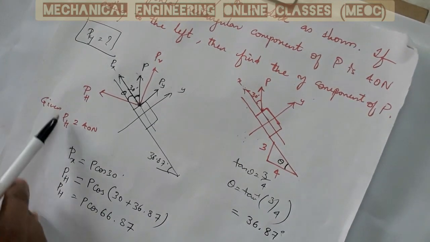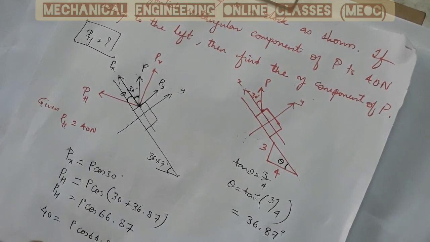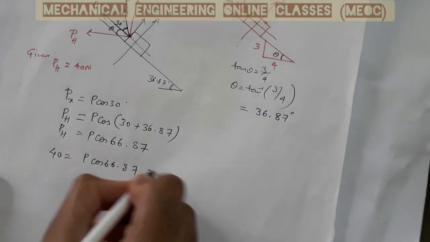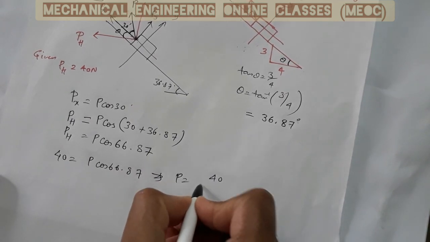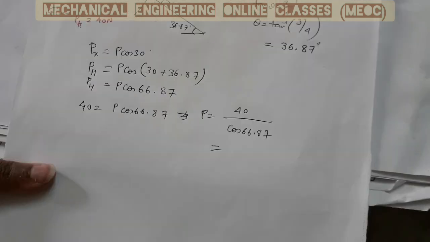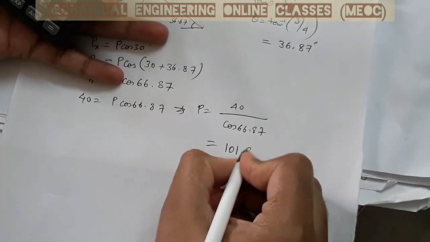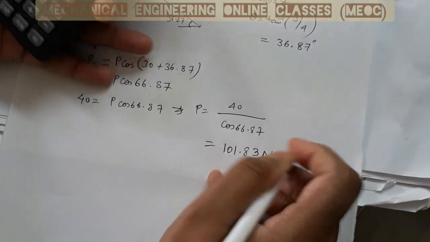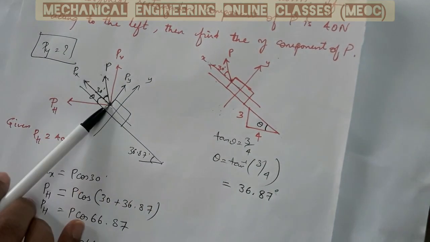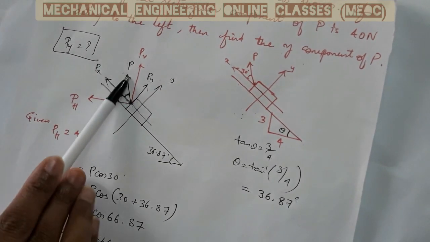Now PH is already known, it is given that PH is 40, so 40 is equal to P cos 66.87. In the entire equation, the only unknown is P. So I can write P as 40 Newton divided by cos of 66.87. That comes out to be 101.83 Newton. Now we know the force that is acting on the block. Once we know P, we can find any component of P. P is found, this is 101.83 Newton.